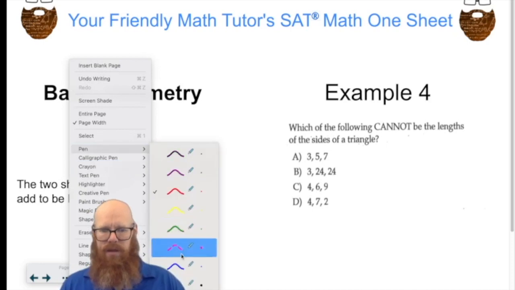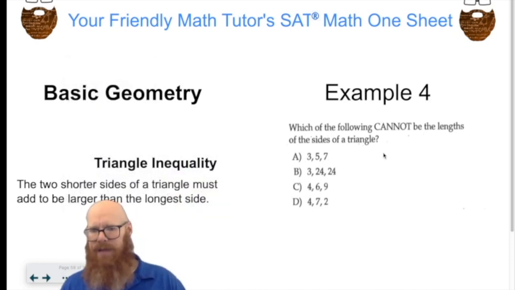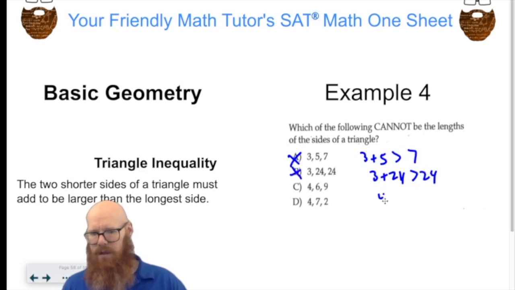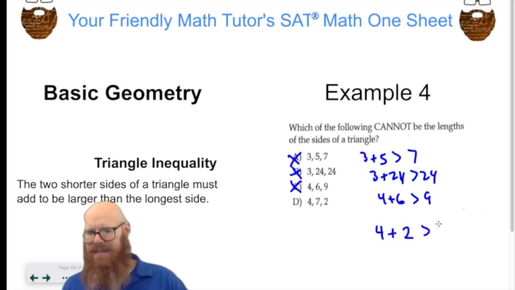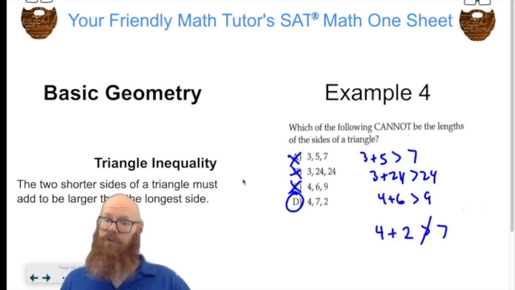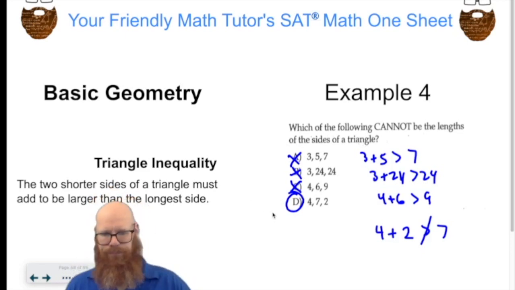So this one says which of the following cannot be the lengths of a triangle. So for A, 3 plus 5 is greater than 7, so that works. So it's not the answer. 3 plus 24 is definitely greater than the other 24, so that is not the answer. 4 plus 6 is greater than 9, so that's not the answer. But in D, you have to rearrange it a little bit. There's two shorter sides. 4 plus 2 is not greater than 7, so that cannot be a triangle. So therefore, that is the answer.